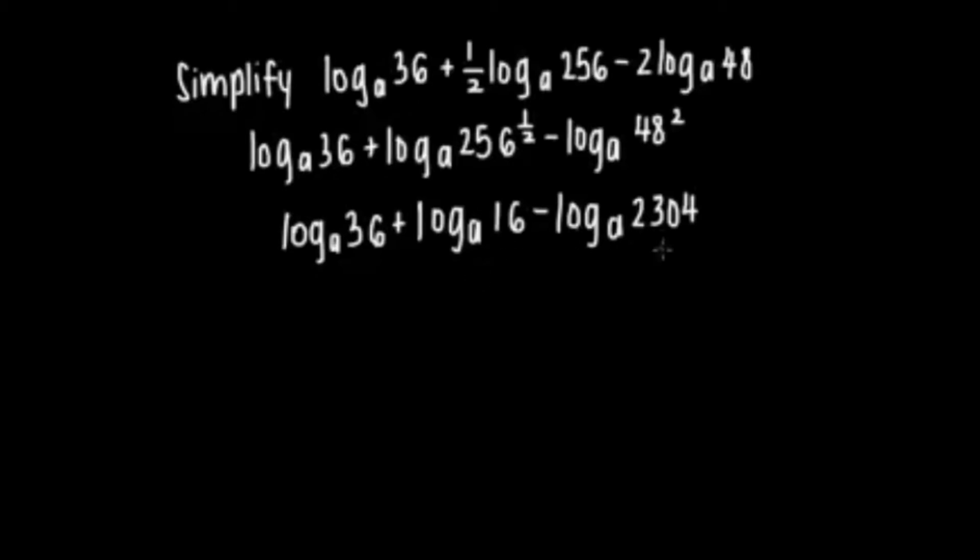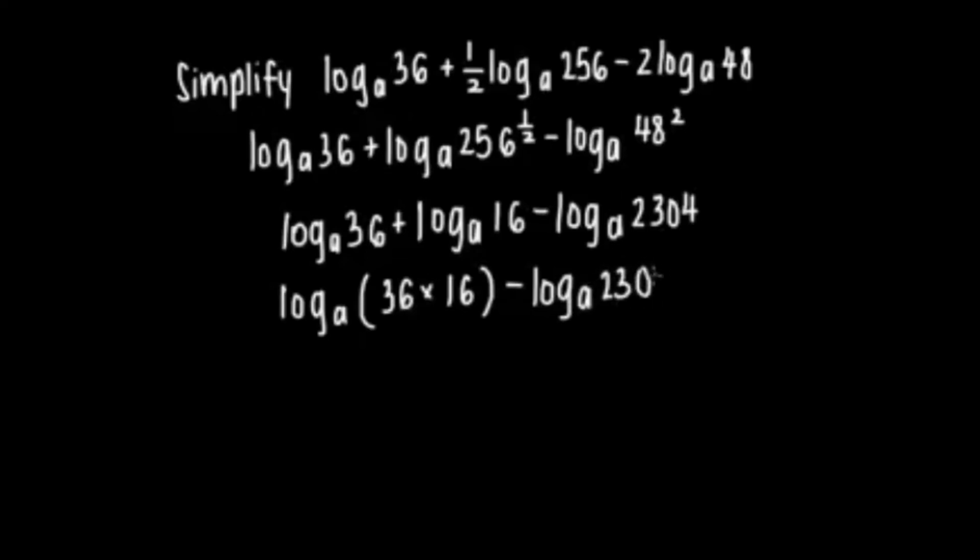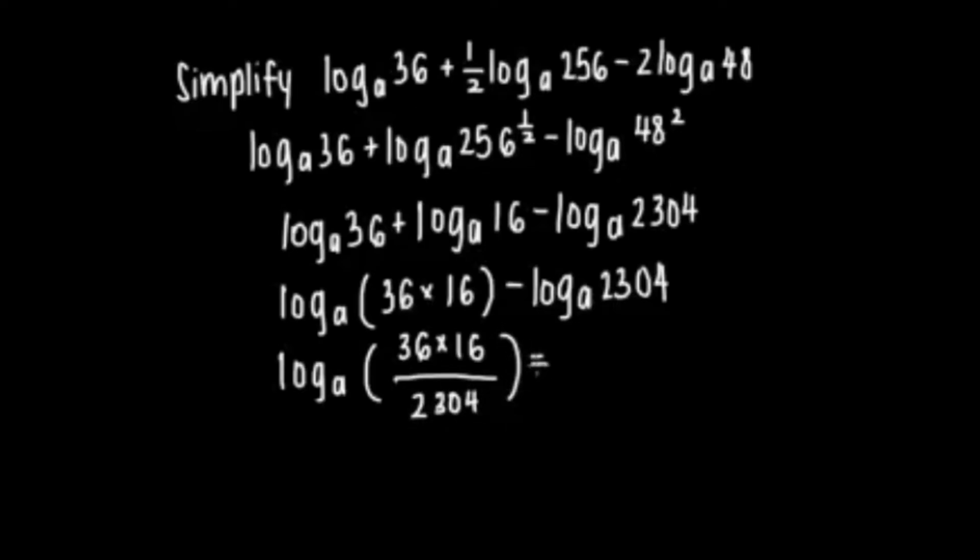2304. So now using the combination of product rule and quotient rule, I'm going to combine the logs all together. So that is log a 36 multiplied by 16 minus log a 2304. Now I'm going to use the quotient rule, and that would be 36 multiplied by 16 over 2304, and that would be log a 1 over 4.